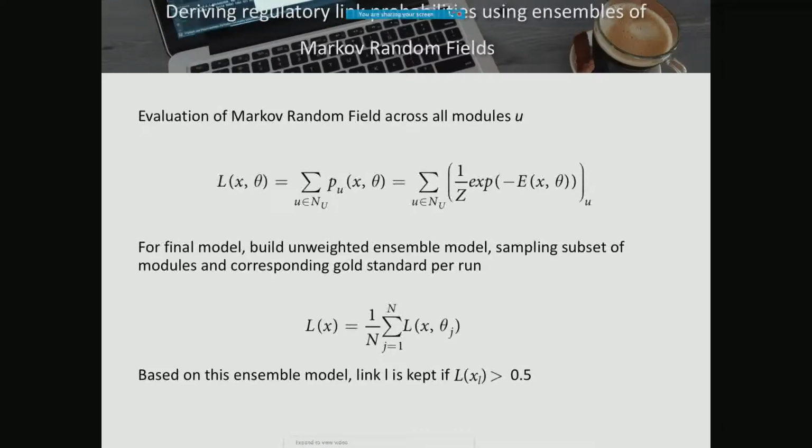As I said, we built a formulation of a Markov random field, and then, like the random forest idea, we built an ensemble model with different parameters. Since we have a gold standard only for part of those, we retrain the model by taking only a subset each time. Then we build an ensemble model, and all the links that come up robustly are kept. Again, you can find this math section in the paper.